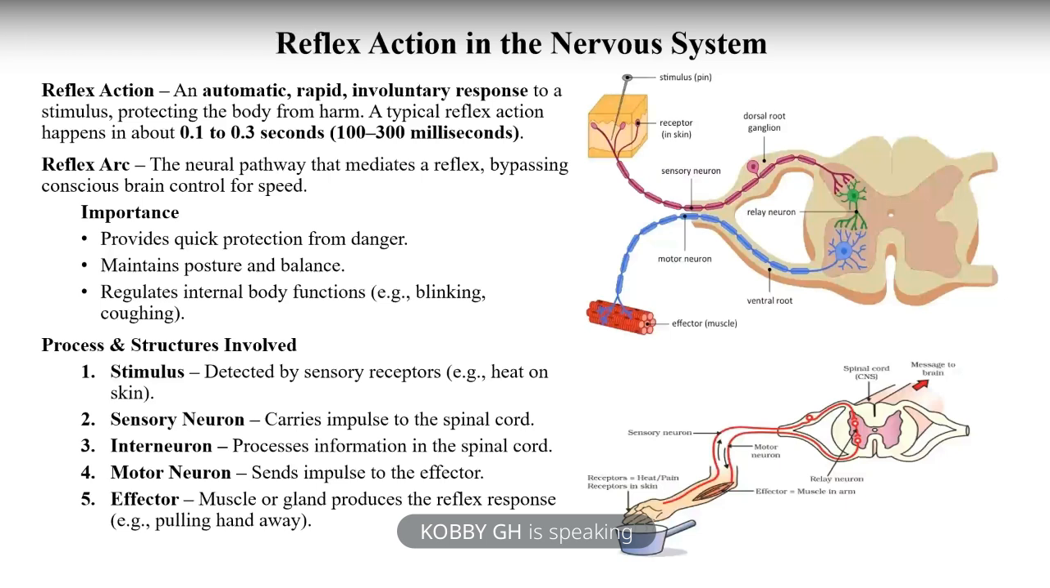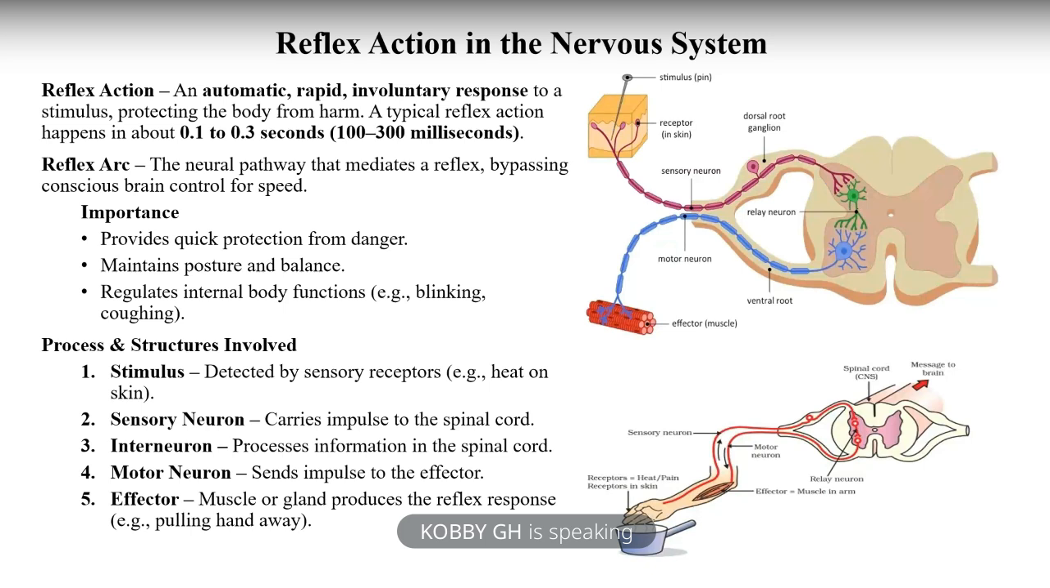Reflex action is an automatic, rapid, involuntary response to a stimulus, and it is relevant to protect your body from harm. A typical reflex action happens usually between 0.1 to 0.3 seconds. That is also very important. Another thing we can ask you in anatomy is to at least know all the structures that are involved in a reflex action.